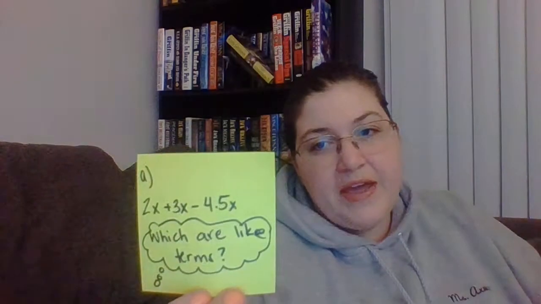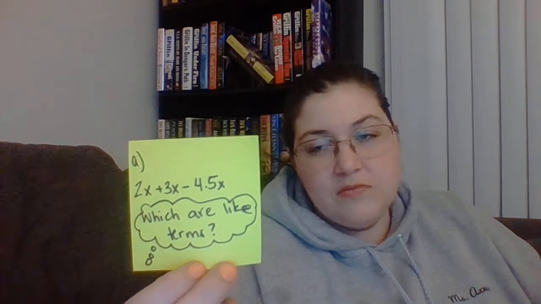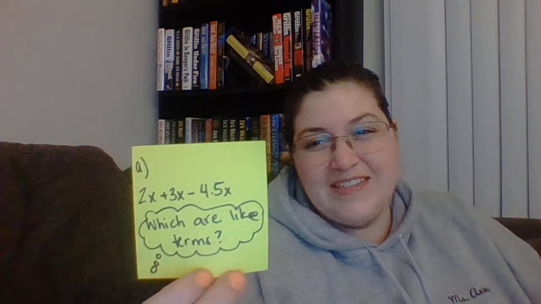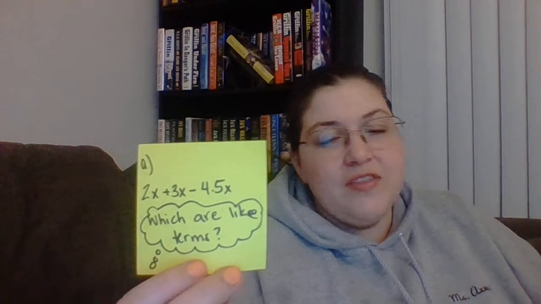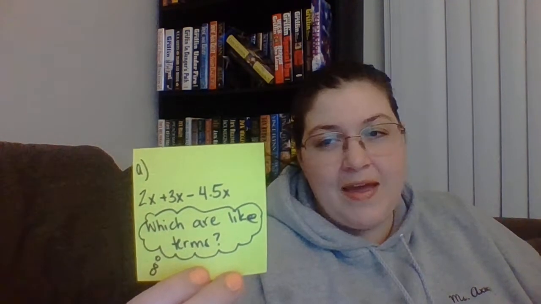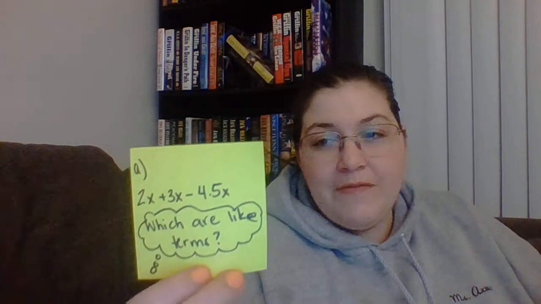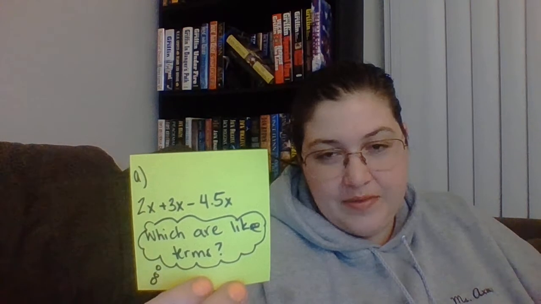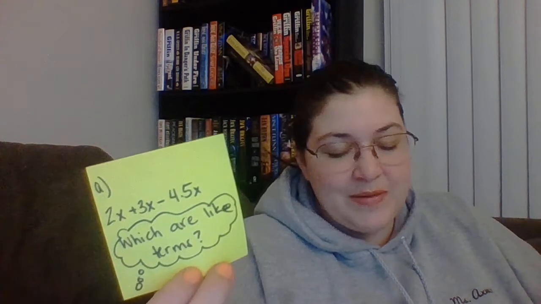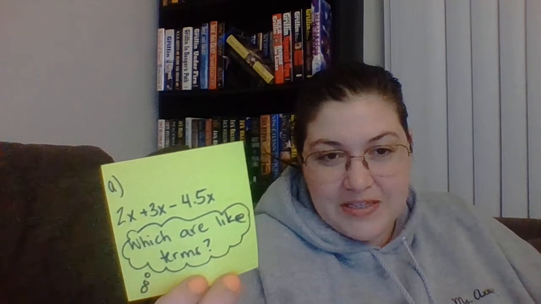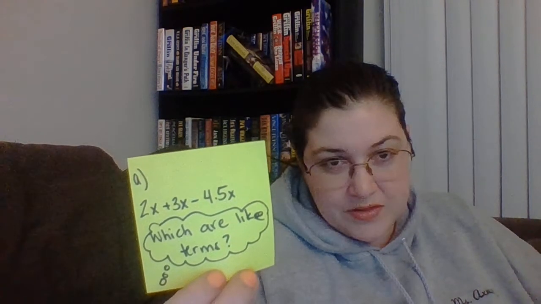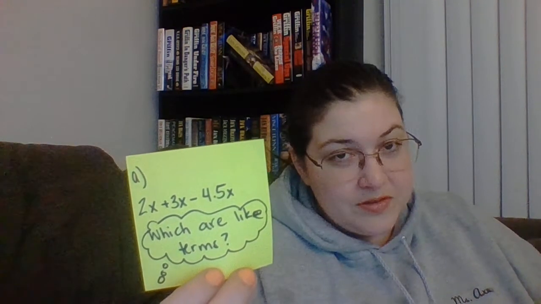So we're going to look at A first. We have 2x plus 3x minus 4.5x. And we need to think, which are the like terms? What can I combine? What is the same? What variables are the same? The coefficients can be different. I'm looking for variables or no variables.